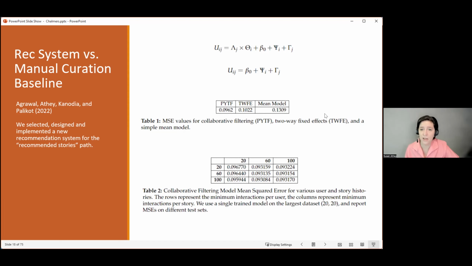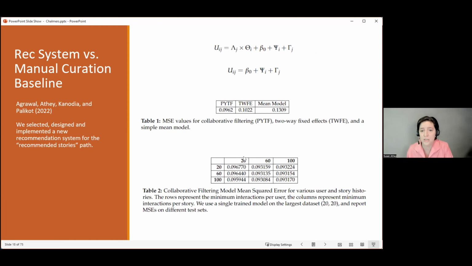In offline evaluation, we found that the mean squared error was the lowest for PYTF, our abbreviation for the collaborative filtering model that we used. It also beat the mean model, which basically looks for popularity but doesn't factor in that some users are more active than others. And so it actually gets a slightly different selection of who's popular.